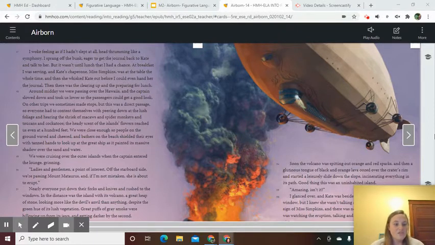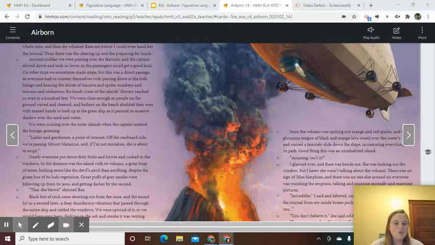We were cruising over the outer islands when the captain entered the lounge, grinning. "Ladies and gentlemen, point of interest. Off the starboard side, we're passing Mount Maturus, and if I'm not mistaken, she's about to erupt." Nearly everyone put down their forks and knives and rushed to the windows. In the distance was the island with its volcano, a great heap of stone looking more like the devil's anvil than anything. Despite the green hue of its lush vegetation, great puffs of gray smoke were billowing up from its jaws and getting darker by the second.